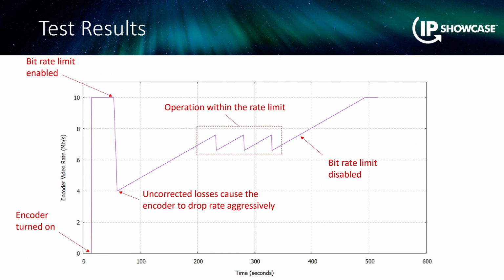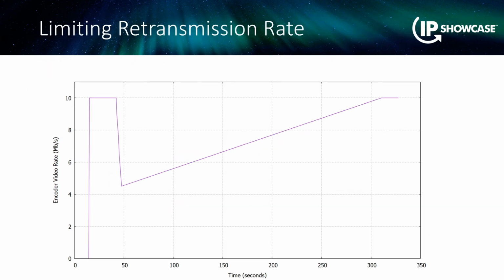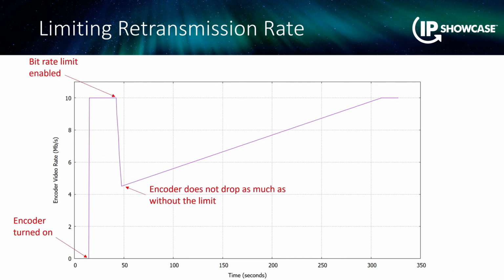Now, you see that there's a big drop here. Can we do anything about that? Yes, there is a feature in RIST simple profile that can improve things. So here's another test where it doesn't go as much down. So I turn it on, and the encoder doesn't drop as much.